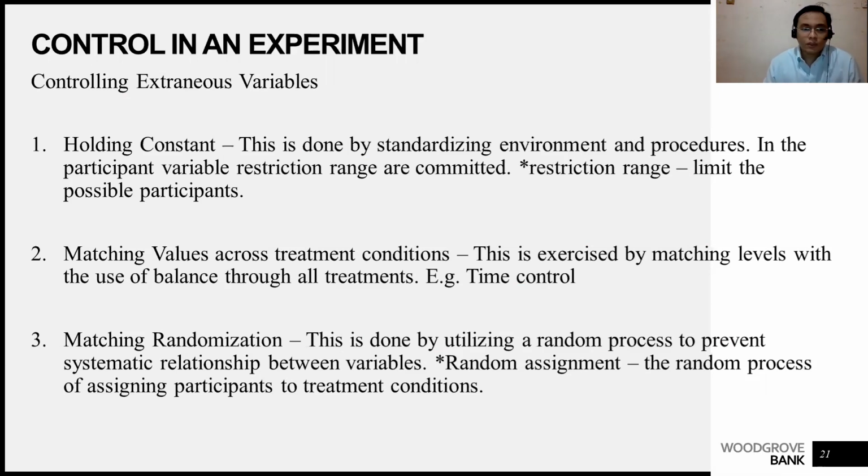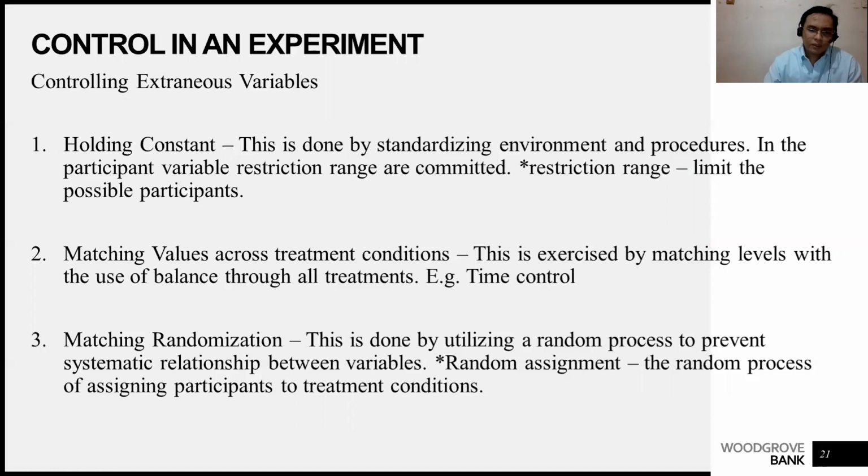For example, time control. When you talk about matching values across treatment conditions, per se, you have 30 participants, you have 20 girls or 20 female, then 10 male. The main idea in matching values is that you need to balance out the treatment conditions for the feminine and the masculine.